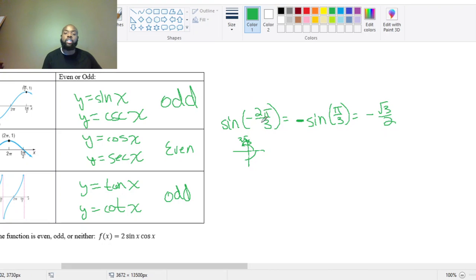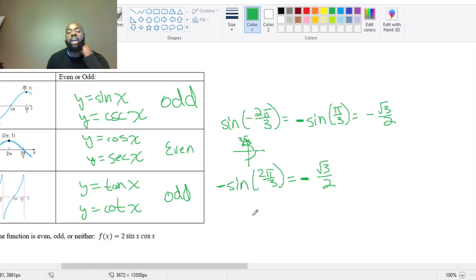Well, when we know the even and odd identities, we no longer have to worry about this negative sign, right? We can use the fact that this function is odd and only focus on positive angles. For instance, I know that since my sine function is odd, the sine of negative 2 pi over 3 is the opposite of sine of positive 2 pi over 3, right? And so it's going to be negative, and then the sine of 2 pi over 3 is actually positive because it is in the second quadrant, and it's going to be square root of 3 over 2, right?